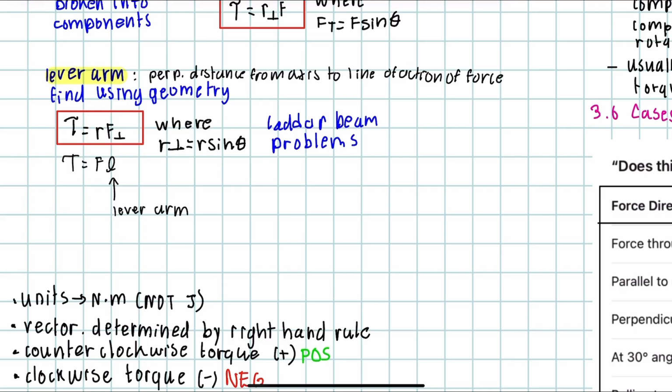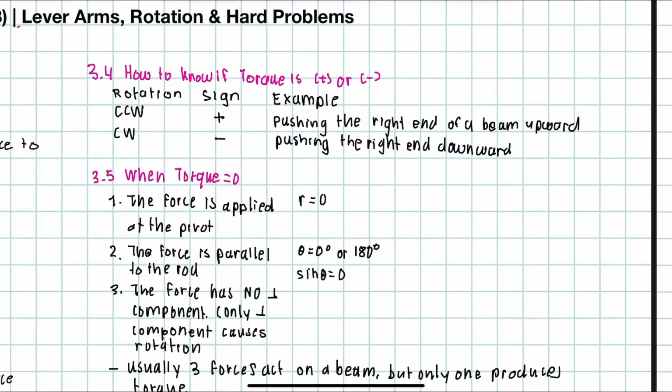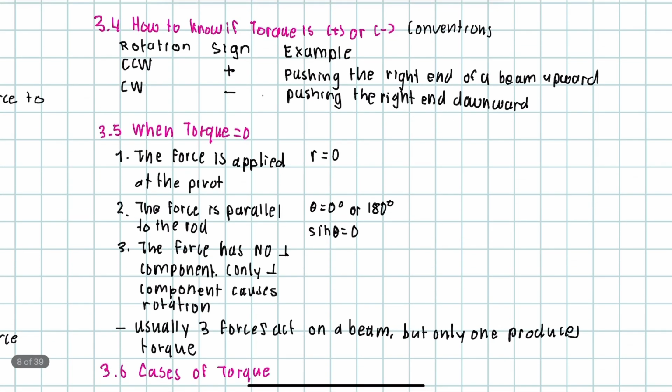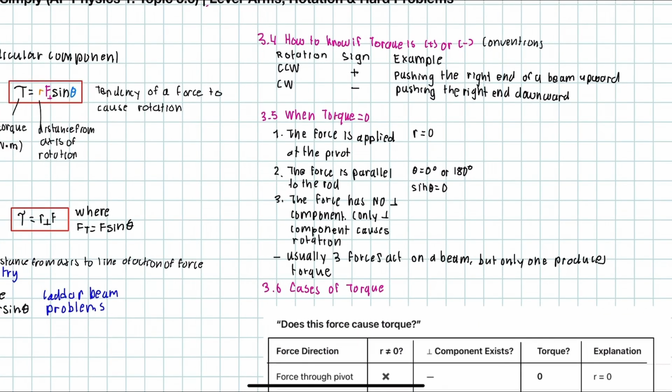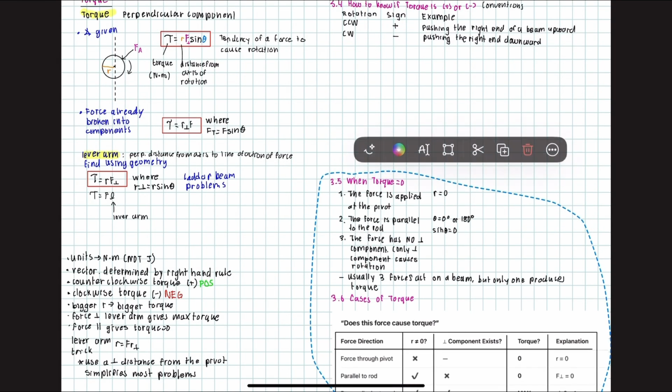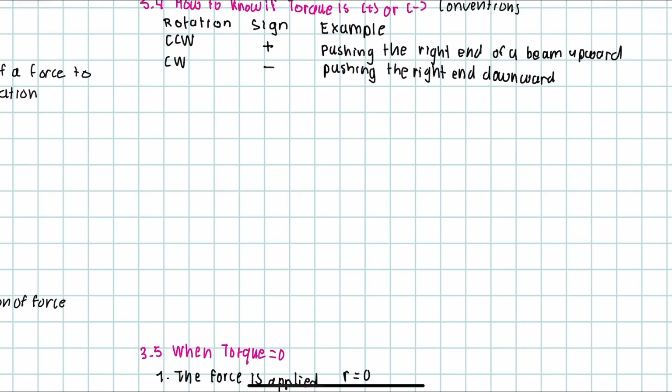And also the direction of torque. These are conventions. So counterclockwise is positive and clockwise is negative. So that would be pushing the right end of the beam upward. So let's actually draw these out. We'll get down here in a second. Let's see, clockwise is going to be positive, counterclockwise is negative.